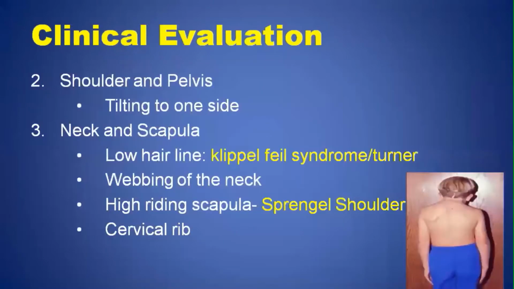Also try to note the shoulder and pelvis level, whether they are tilting towards one side. Also try to note the neck and scapula: the low posterior hairline, webbing of the neck, high riding scapula. All these are manifestations of an underlying syndromic condition like Klippel-Feil syndrome, Marfan syndrome, or Sprengel shoulder.